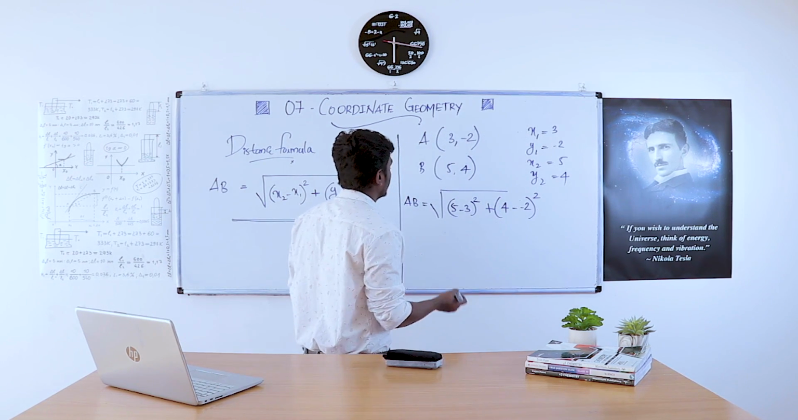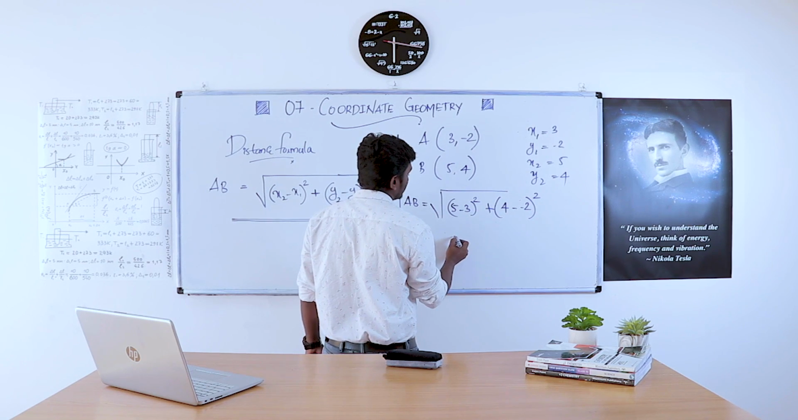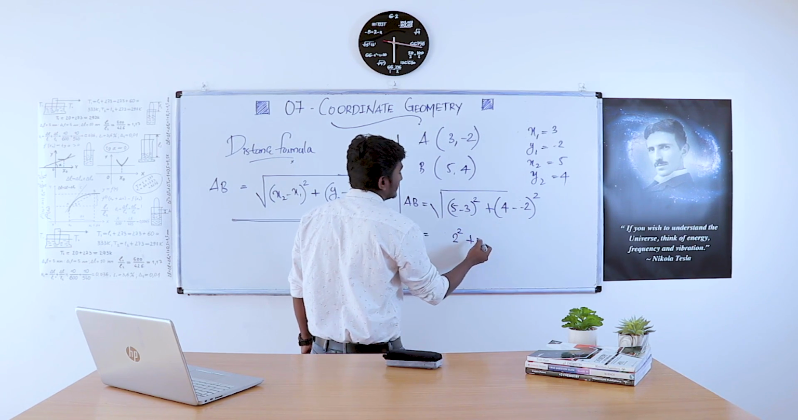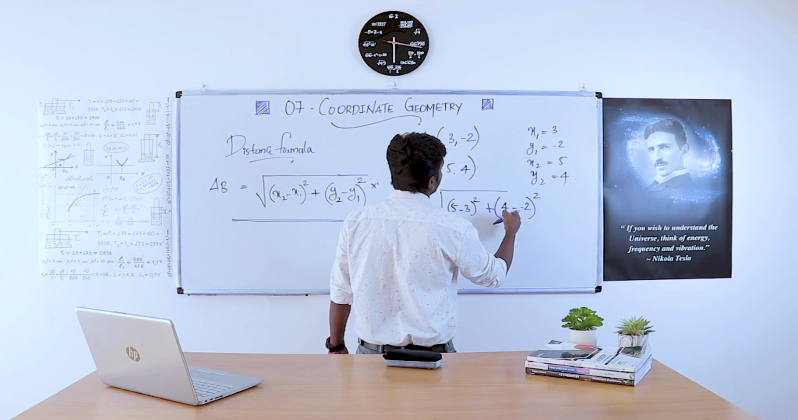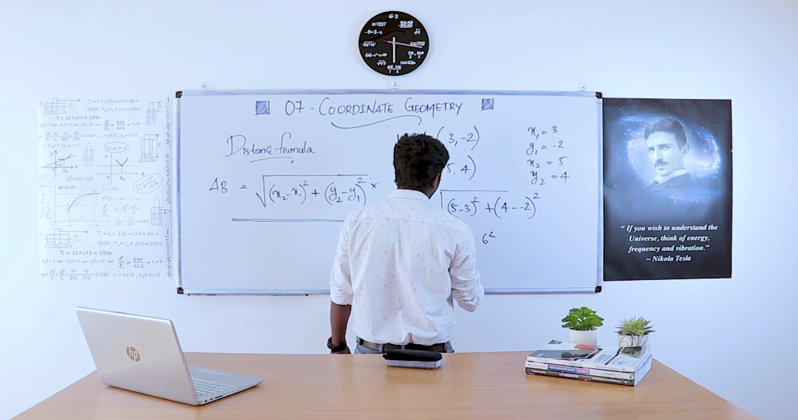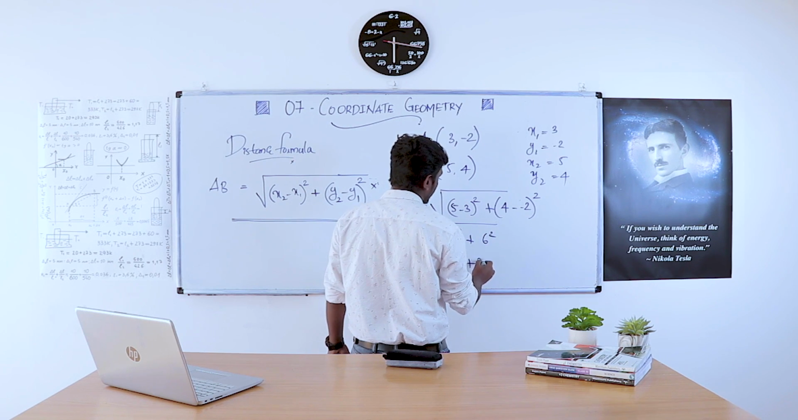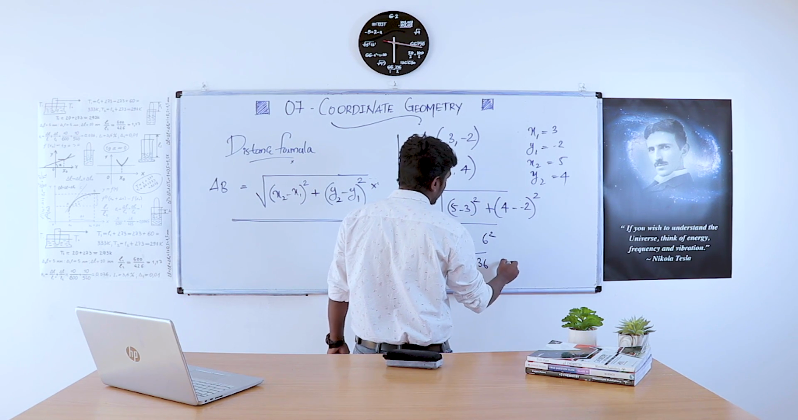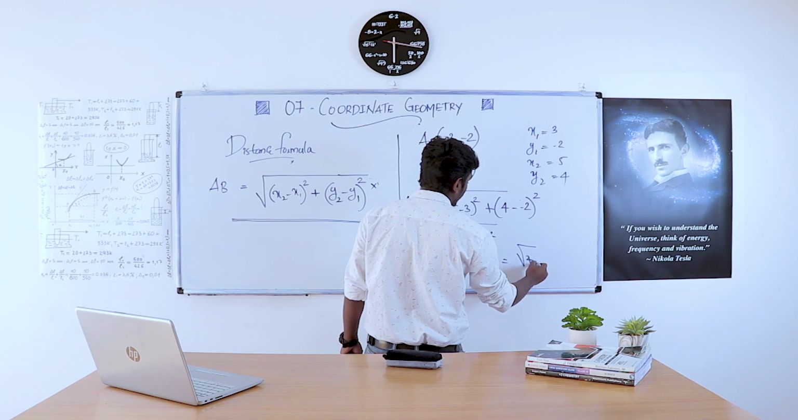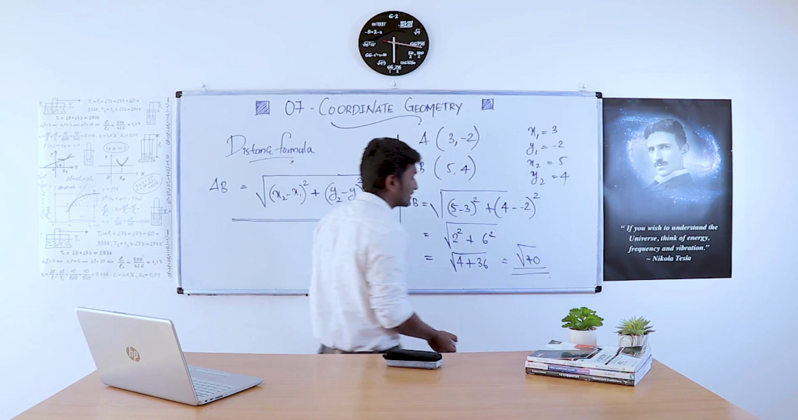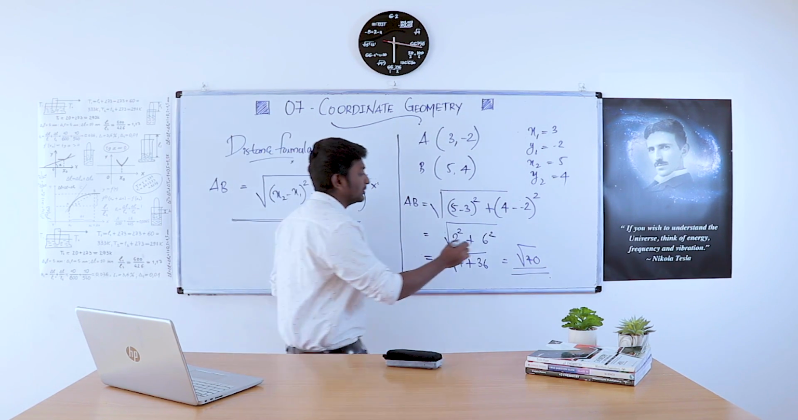That is equal to, what is 5 minus 3? It is 2 square, plus what is 4 minus minus 2? 4 plus 2, it is 6 square, taking root. So 2 square is 4 plus 6 square is 36. 36 plus 4, root 40. So root 40 units.